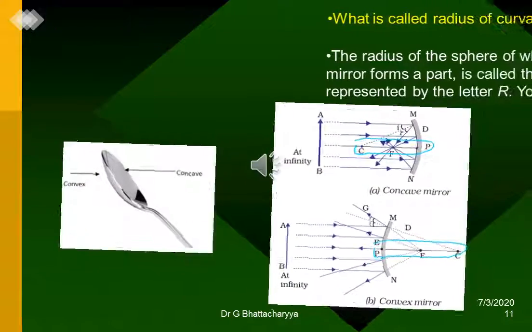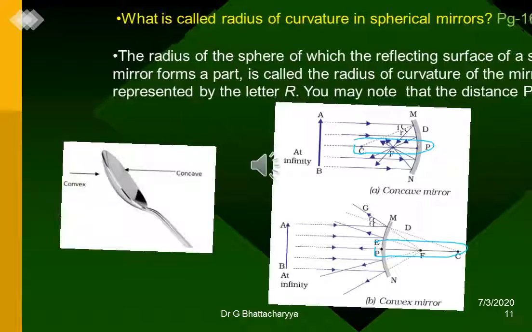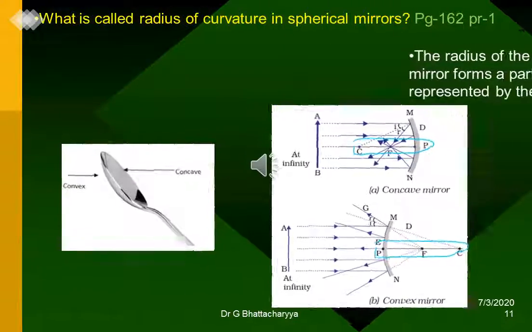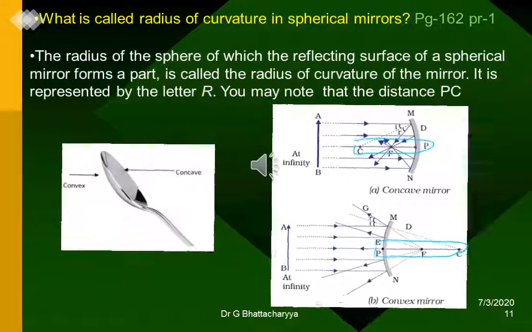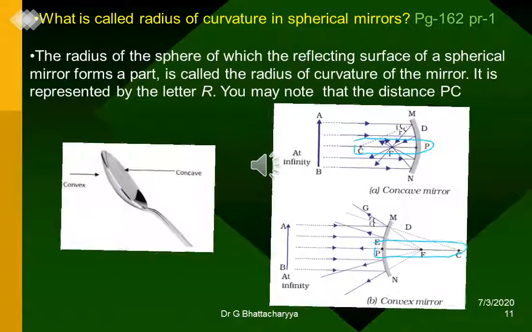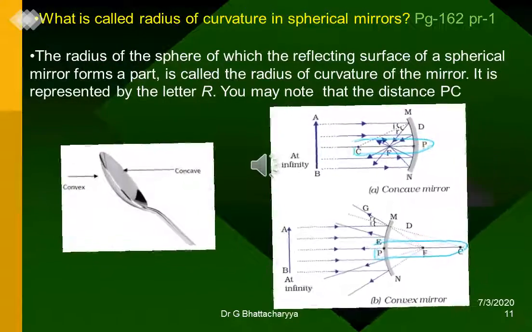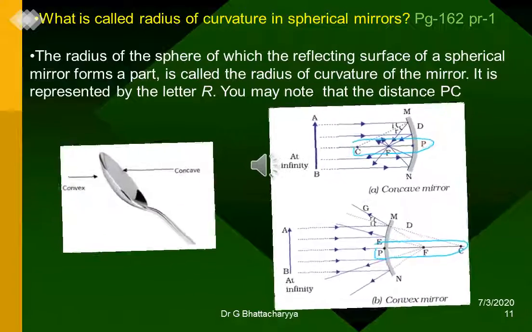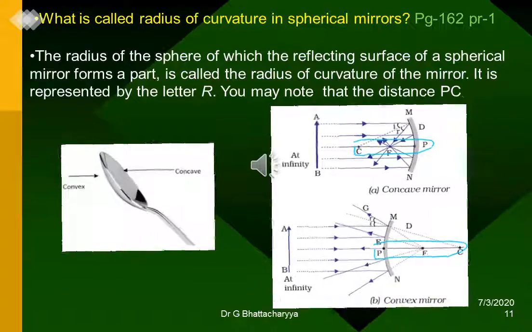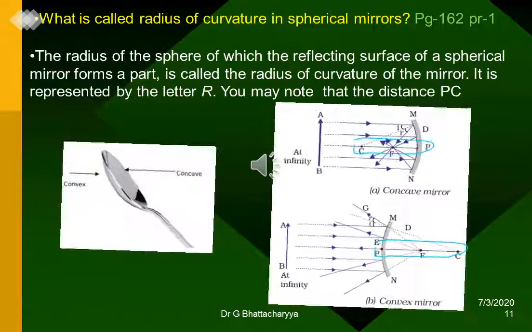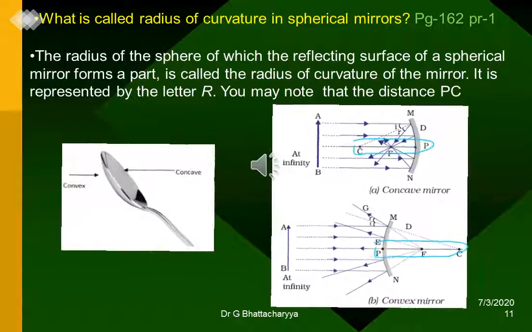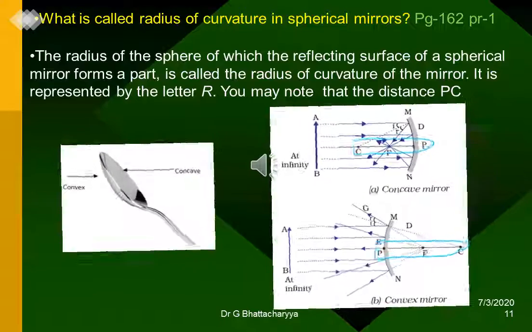What is called radius of curvature in spherical mirrors? The radius of the sphere of which the reflecting surface of a spherical mirror forms a part is called the radius of curvature of the spherical mirror. It is represented by the letter r. You may note that the distance PC is the radius of curvature.